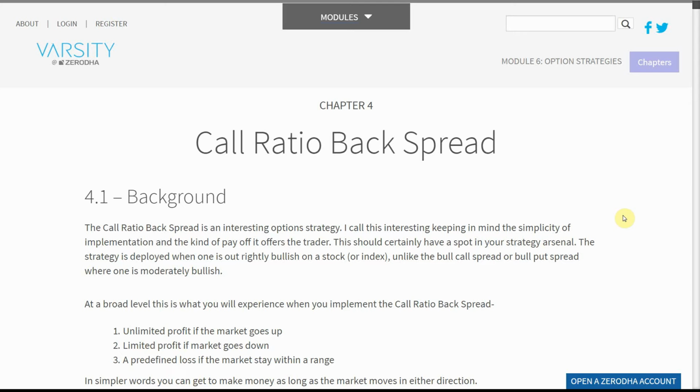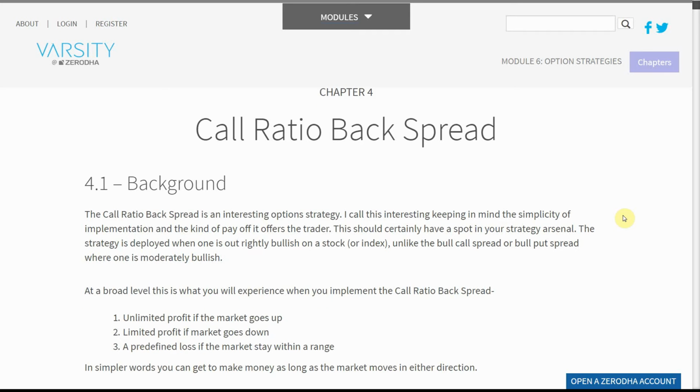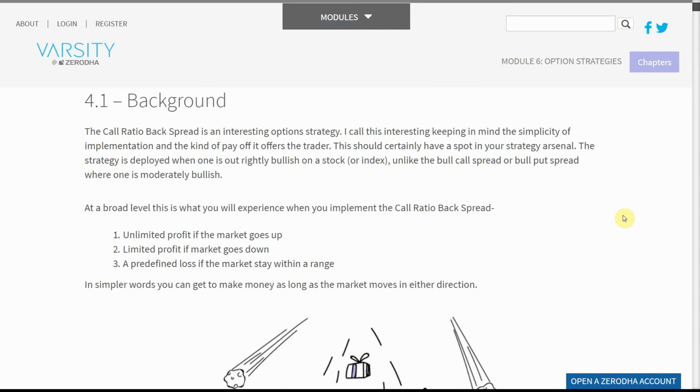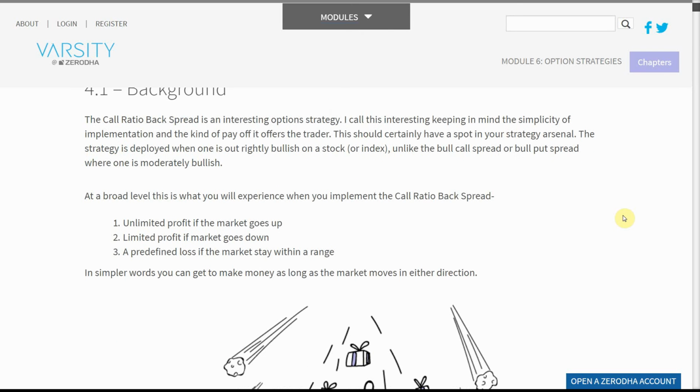Chapter 4. Call Ratio Back Spread. 4.1 Background. The call ratio back spread is an interesting options strategy. I call this interesting keeping in mind the simplicity of implementation and the kind of payoff it offers the trader. This should certainly have a spot in your strategy arsenal. The strategy is deployed when one is outrightly bullish on a stock or index, unlike the bull call spread or bull put spread where one is moderately bullish.